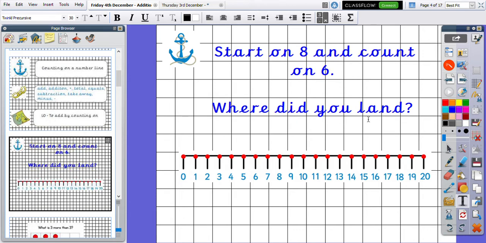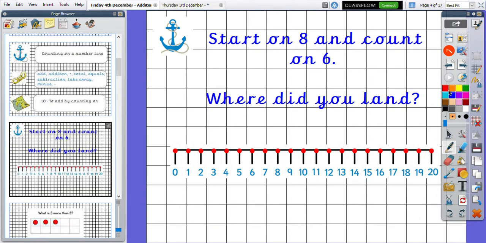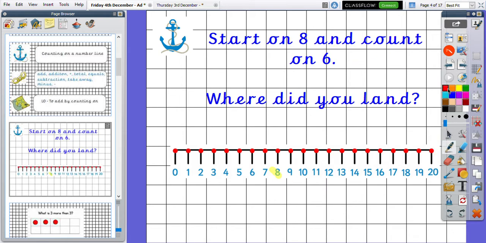Where did you land? You can pause the video right now, just whilst you have a go, and then I will go through it with you. Okay, fantastic. I hope you've all had a go. So let's have a look. It says start on 8, so I'm going to highlight 8 because that's going to remind me that I need to start on that number. And it says I need to count on 6, so I'm going to count on, using my jumps, 6 times.